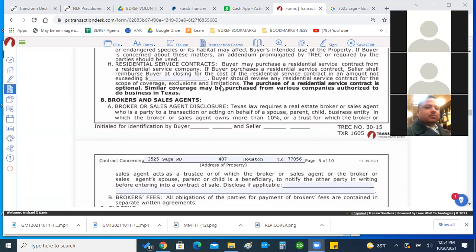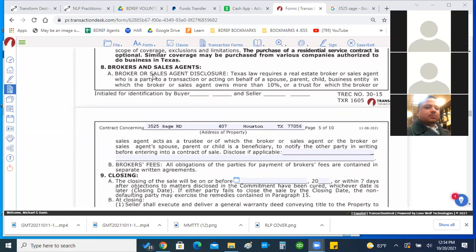As a buyer, if you want to risk getting your contract accepted or not over a $500 warranty, sometimes it's not worth it. But if the client wants the seller to pay for a home warranty, then this is where we will put it. It's the same place in the 1-4 family contract, same verbiage.